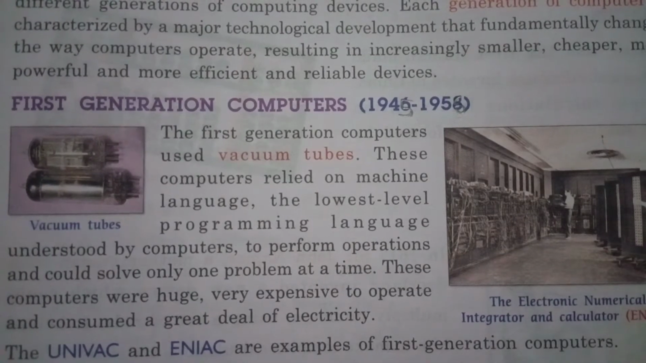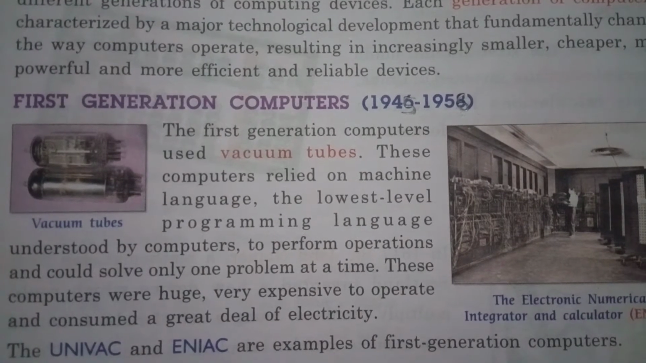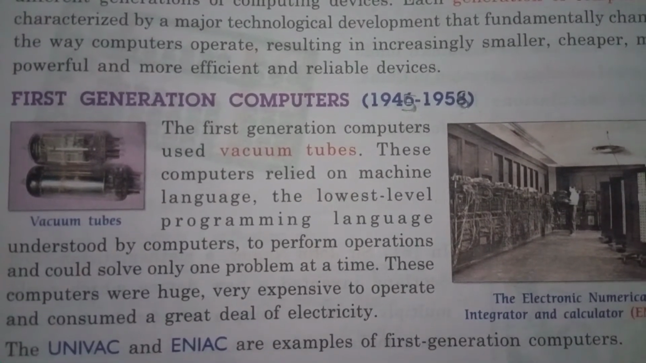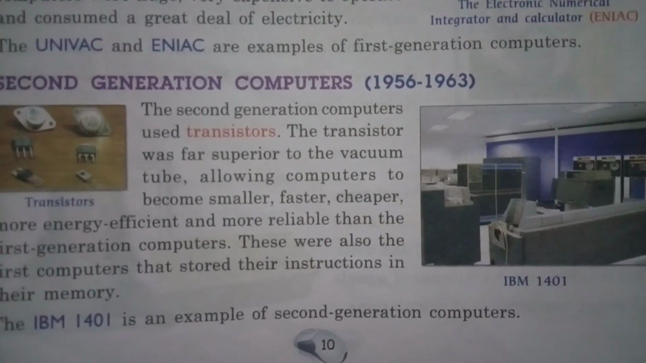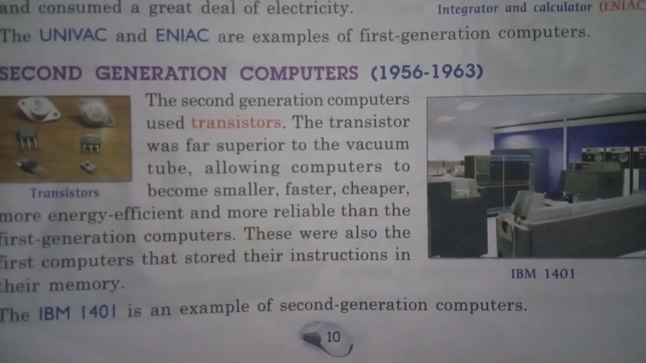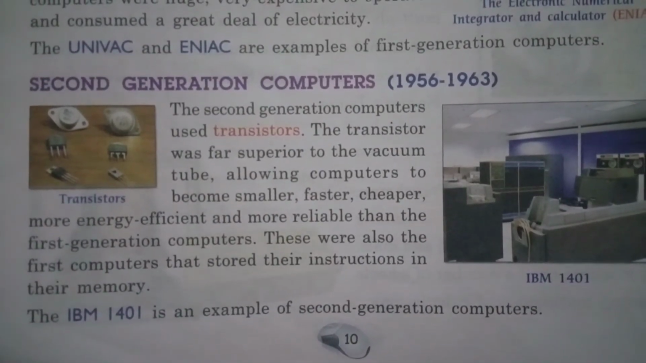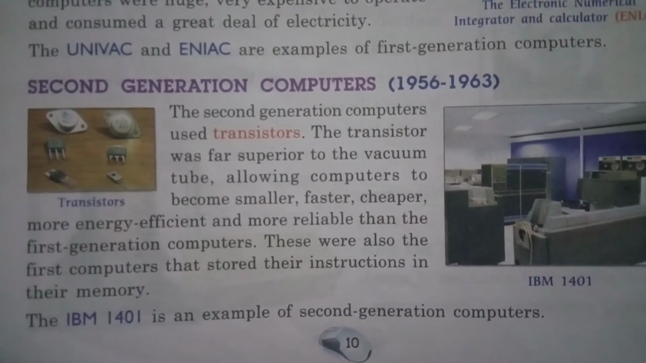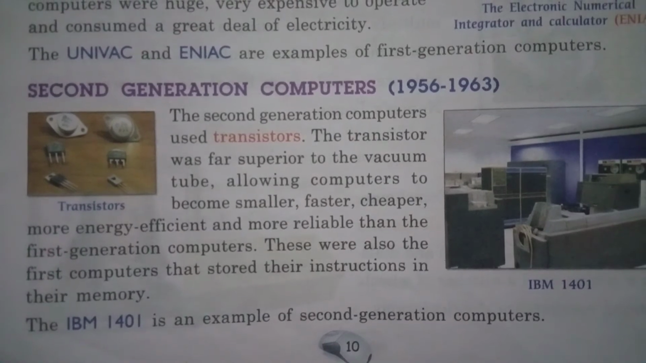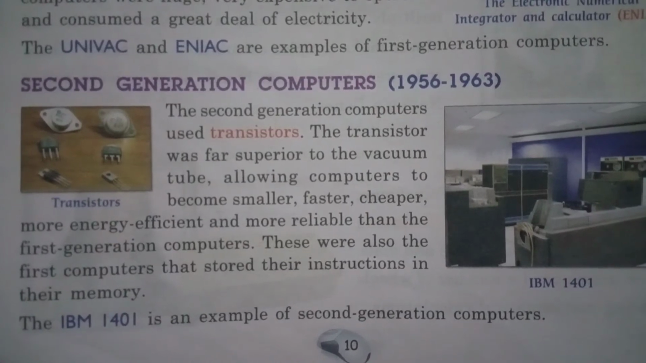That's why scientists searched for a second generation computer. They invented second generation computers. Now advantages of second generation computers are, now size became smaller. They are faster than first generation, less costly than first generation. Electricity needed to run them was less than the first generation computers. They can store the instructions.